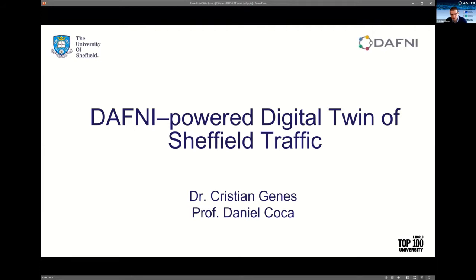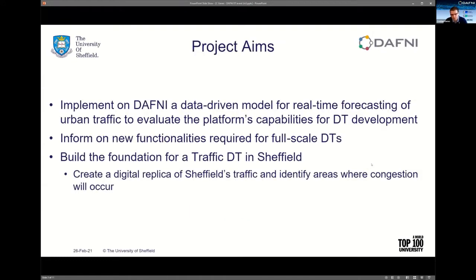And since June last year, I've also been one of the DAFNI champions, and my role was particularly with regards to digital twins. So one of the main aims of my championship is to provide a digital twin use case for DAFNI, and this is helpful because it tests the platform's capabilities to accommodate digital twins, but also it informs on new functionalities that are necessary to add on DAFNI in order to accommodate full-scale digital twins and integrate models from different sectors as well.